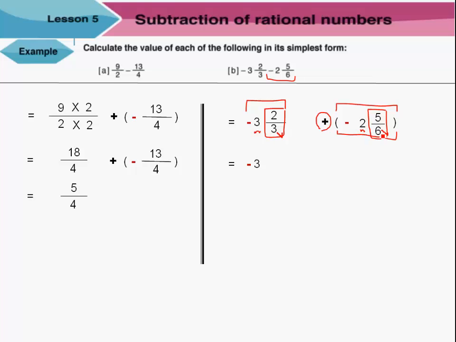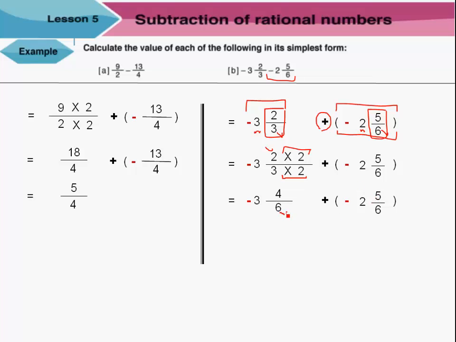Compare between 3 and 6. 3 multiply 2 equals 6. So we will take this rational number and multiply the denominator 3 by 2, and we must also multiply the numerator times 2. Plus this will be 2 and 5 over 6 equal minus 3, this is the integer number. 2 times 2 equal 4, 3 times 2 equals 6, plus minus 2 and 5 over 6.